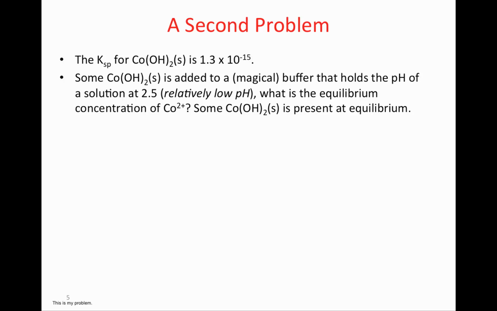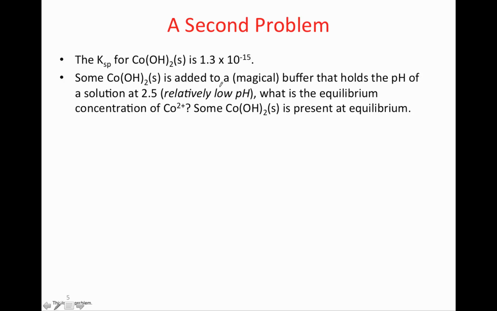But I'd now like to throw you a little bit of a curveball here. It's going to be the same problem, except we have a buffer that is now holding the pH at 2.5. So instead of being very high, we're at a rather low pH. And so we've got Ksp for cobalt hydroxide. It's the same value, obviously.